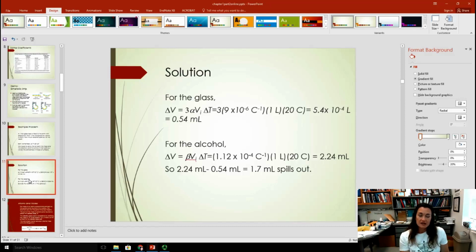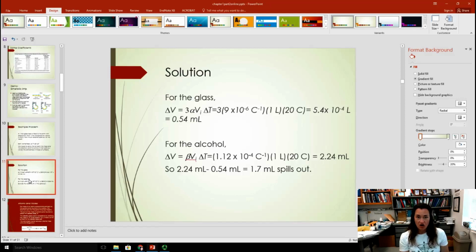So if we do that, delta V would be 3 alpha VI delta T, which is 3 times 9 times 10 to the minus 6 inverse degree C, which is the linear expansion coefficient for glass, times the initial volume, which is 1 liter, times that change in temperature. The temperature rose from 10 to 30 degrees C, and that's a delta T of 20 degrees C. When you multiply all those numbers together, you get 5.4 times 10 to the minus 4 liters, or 0.54 milliliters. That's how much the glass expands.